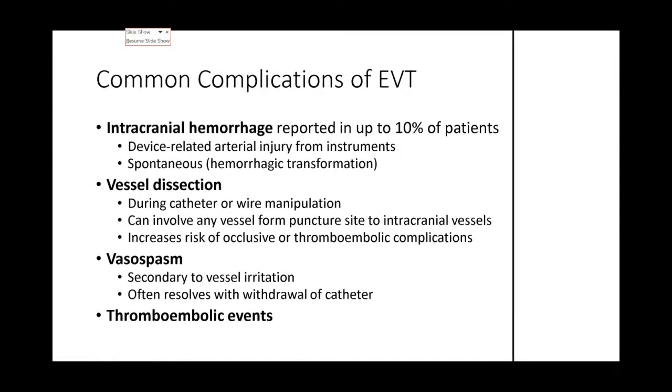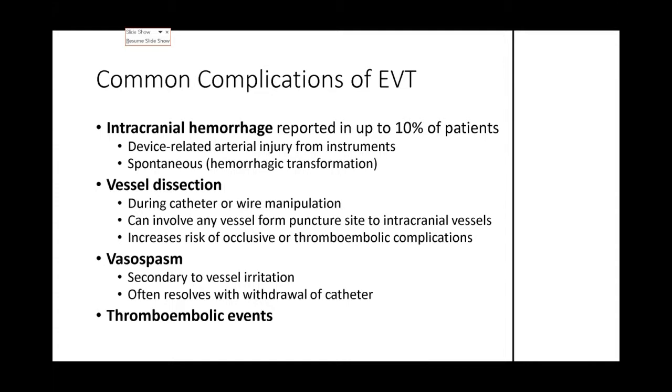Just moving on to a different topic. So common or uncommon complications associated with EVT. Intracranial hemorrhage is reported in up to 10% of patients, and it can be from device-related arterial injury from instruments, or can be spontaneous, such as hemorrhagic transformation of the stroke. Vessel dissection is also possible, and it can occur during catheter or wire manipulation. It can involve any vessel, from the puncture at the groin site usually to the intracranial vessels. And there is an increased risk of occlusive or thromboembolic complications as well with a vessel dissection.